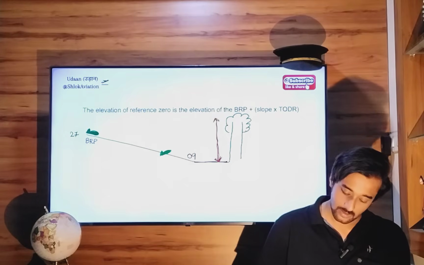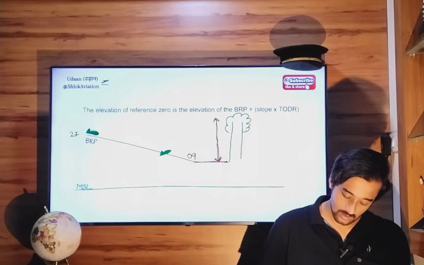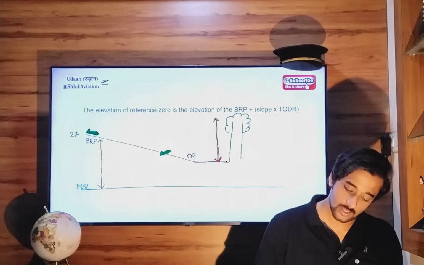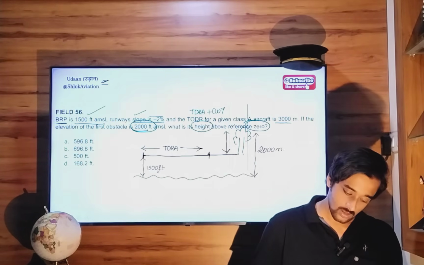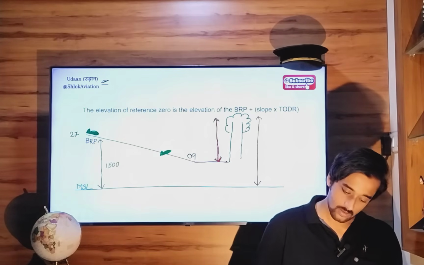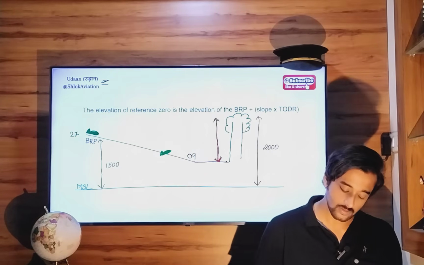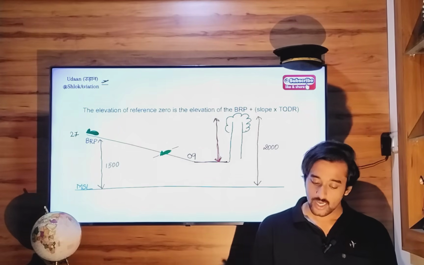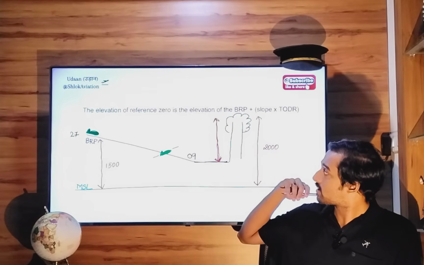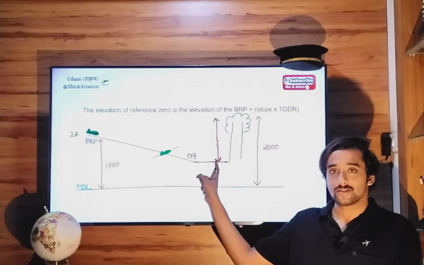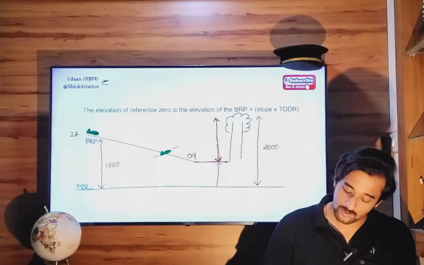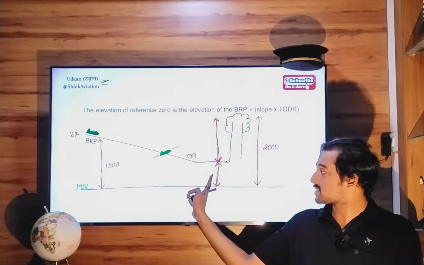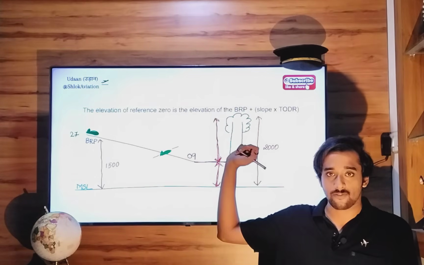Given in the question, this is your mean sea level, elevation 1500 and 2000. Okay. In order to find the height of this tree, you will have to know the elevation of reference 0. Okay, the vertical distance of this reference 0 ground surface from the mean sea level. Once you know this, you will do subtraction. 2000 minus this value will give you the height of this tree above the reference point.